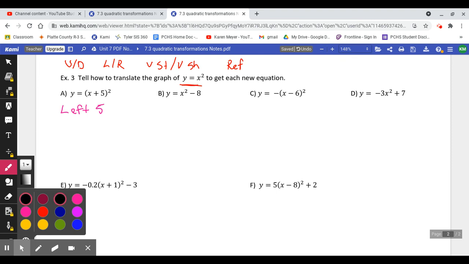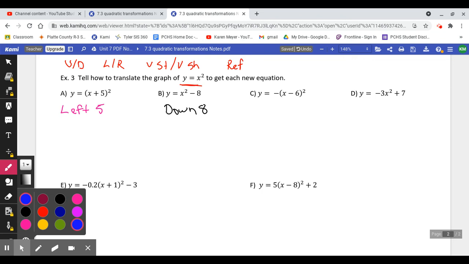Next one, x squared minus 8. The minus 8 is at the end, so that's up, down, and that's exactly how it looks. So that's going to be down 8. There's no parentheses, so no right or left. There's no number in front of x squared, so no vertical stretch or shrink. And there's no negative in front of x squared, so no reflection, so done.